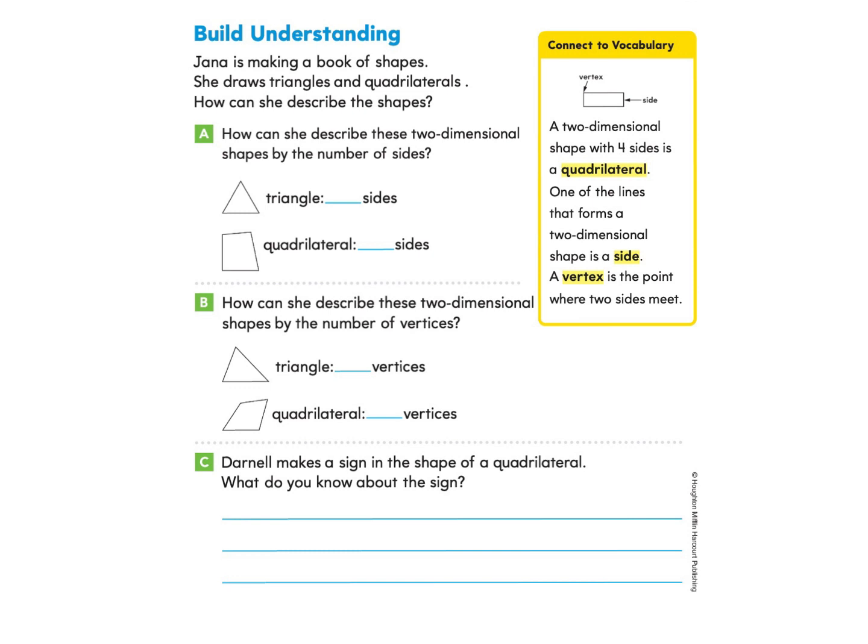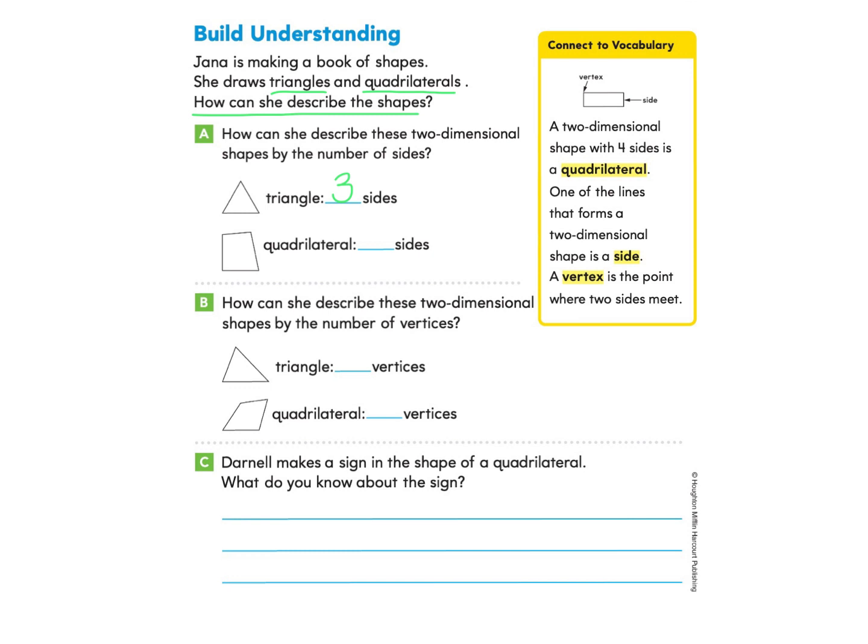Jana is making a book of shapes. She draws triangles and quadrilaterals. How can she describe the shapes? Part A asks us, how can she describe these two-dimensional shapes by the number of sides? So first we have a triangle, and we count the sides here, 1, 2, 3. So we know that a triangle has 3 sides.